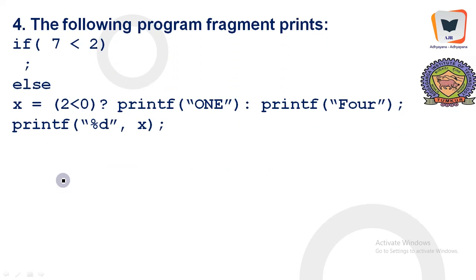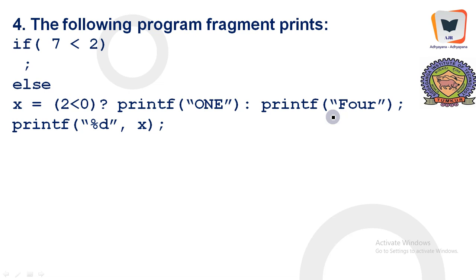Now, the following program fragment prints: if 7 less than 2. 7 less than 2, yes, it is true? 7 is not less than 2, therefore it is false. Therefore, control will come over to the else block. In the else block, what we have to get for X, let us see first, is 2 less than 0? 2 is not less than 0, therefore it will go over here.